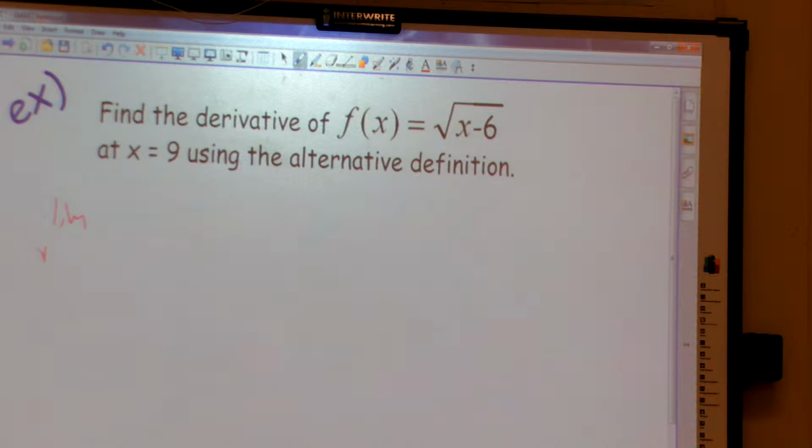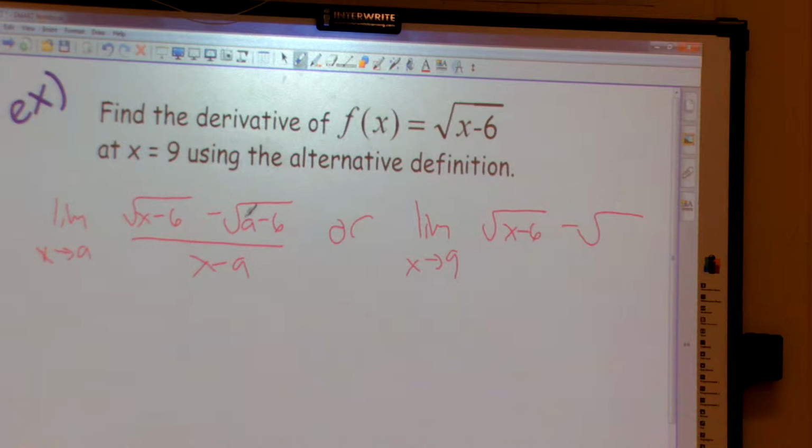I have the limit as x goes to a, square root of x minus 6 minus square root of a minus 6 all over x minus a. You follow that? Or I could say limit as x goes to 9, square root of x minus 6 minus square root of, go ahead and plug it in, 9 minus 6 is 3, all over x minus 9. Because your a, it's saying you're going to that point. That is your a. Do you see how that is saying the same thing? One I'm plugging in now, one I'm plugging in later.